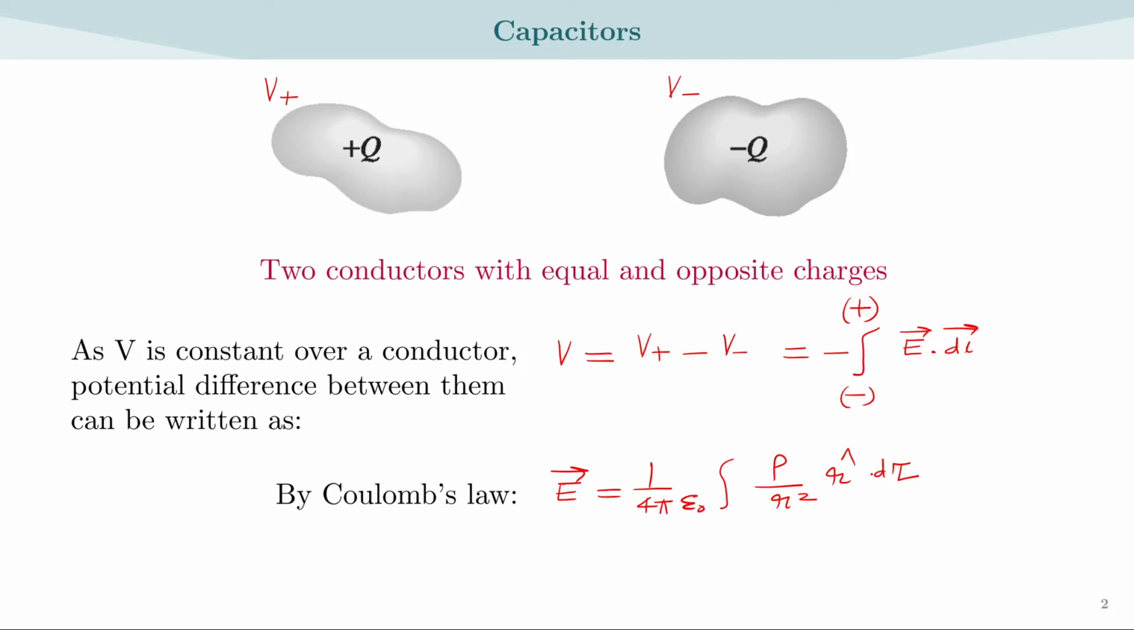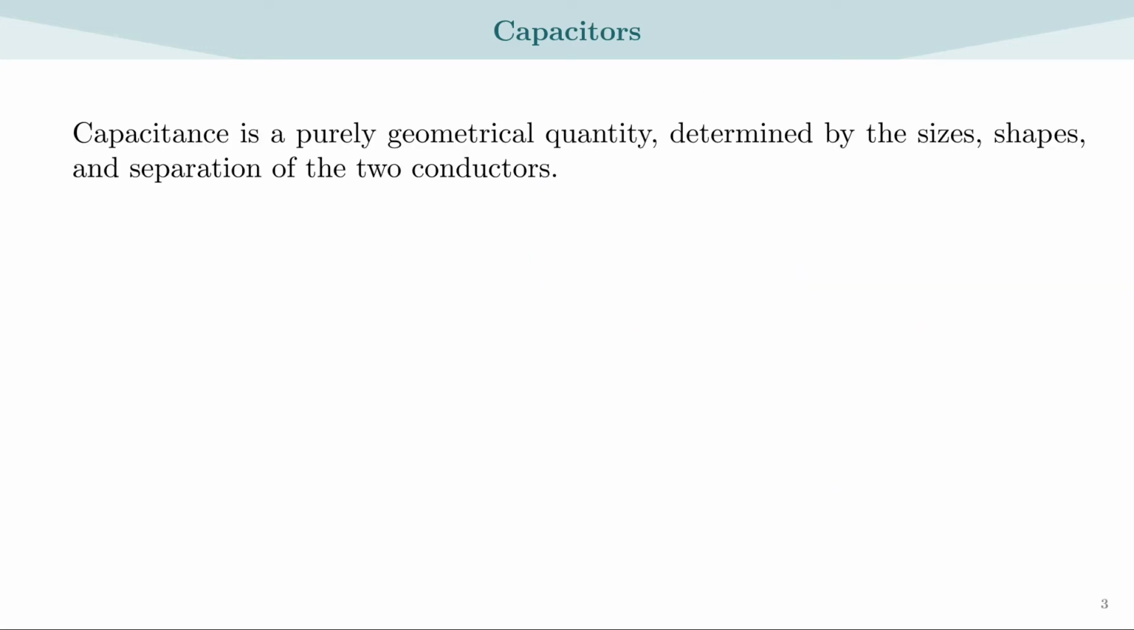We see that E is proportional to the charge Q. Therefore, V, the potential, is also proportional to Q. And the constant of proportionality is called the capacitance of the arrangement. That is, the capacitance of this arrangement is defined to be Q over V. The capacitance is purely a geometrical quantity that is determined by the size, shape, and separation of the two conductors.